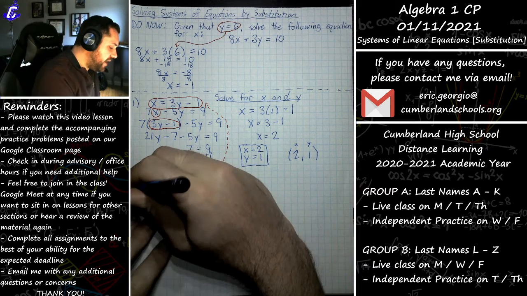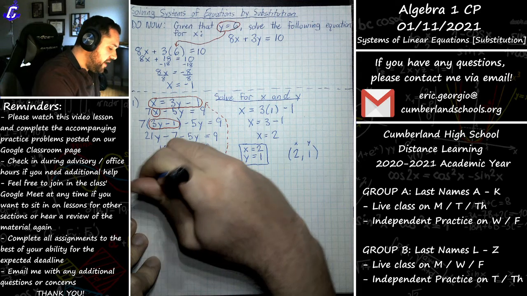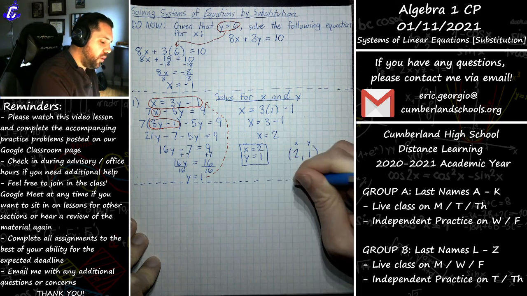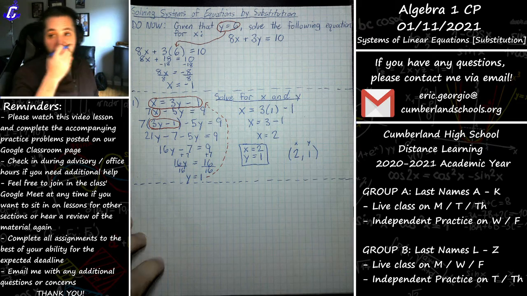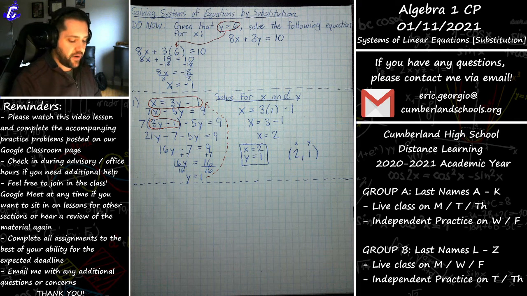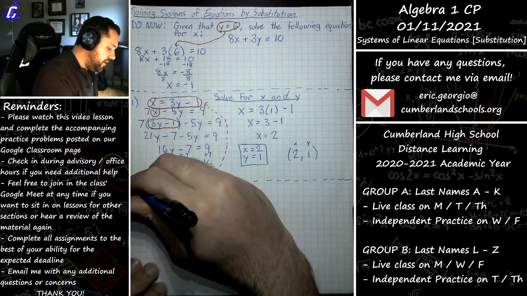Now, the question that kind of stems from that is, what if we're not just given x equals an expression or y equals an expression? What if the equations are kind of jumbled up? Well, that's no problem. We can just unscramble them to solve for one of the variables. It takes a little bit of thought to get there, but I'm confident that we can do it.